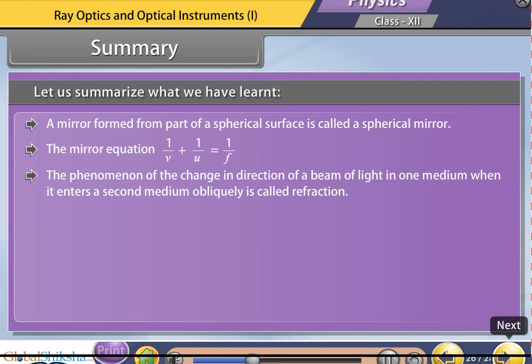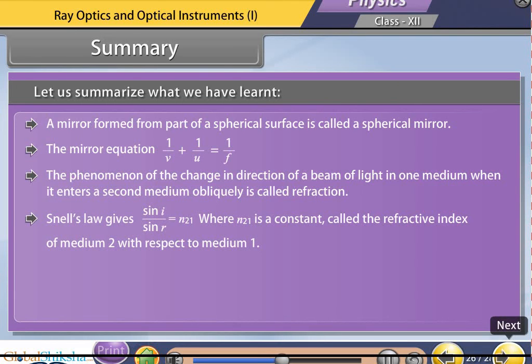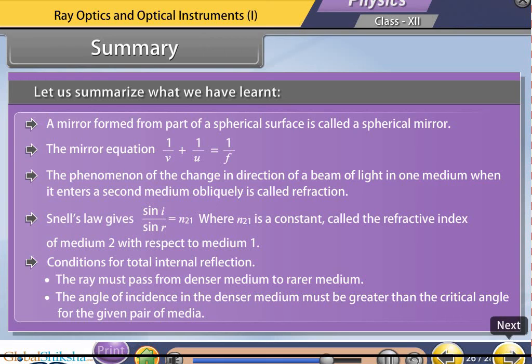The phenomenon of the change in direction of a beam of light in one medium when it enters a second medium obliquely is called refraction. Snell's law gives sin i by sin r is equal to n21, where n21 is a constant called the refractive index of medium 2 with respect to medium 1. Conditions for total internal reflection: the ray must pass from a denser medium to a rarer medium. The angle of incidence in the denser medium must be greater than the critical angle for a given pair of media.